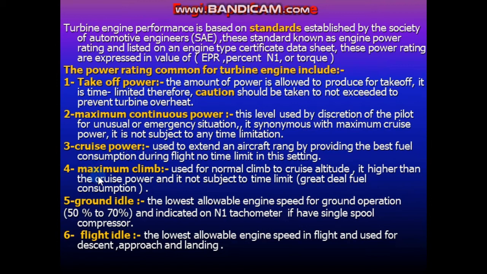The fourth one, maximum climb, and this power is used for normal climb to cruise altitude. Ground idle is the lowest allowable engine speed for ground operation. And the last one, flight idle power, is the lowest allowable speed for the engine in flight and used for descent, approach, and landing.